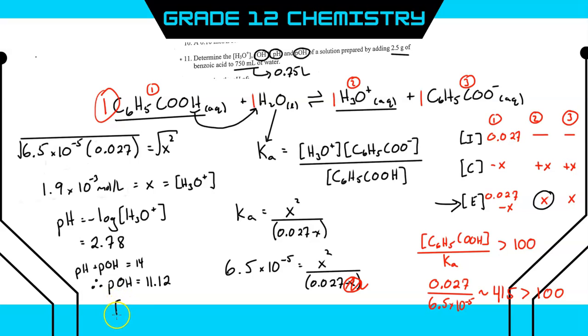Then we can find the concentration of hydroxide by just using our equation, 10 to the minus pOH. So when we substitute that in there, we get the concentration of hydroxide to be 7.6 times 10 to the minus 12 moles per liter. And that's the end of that question.